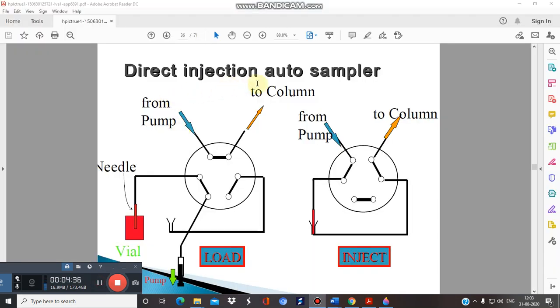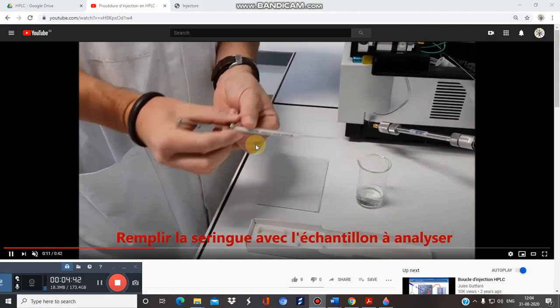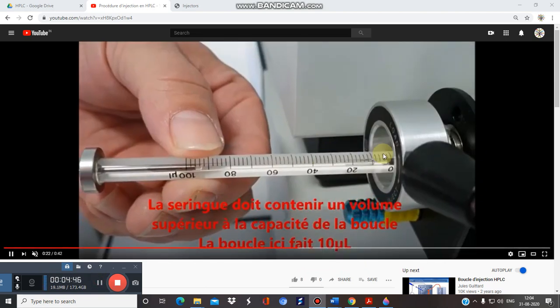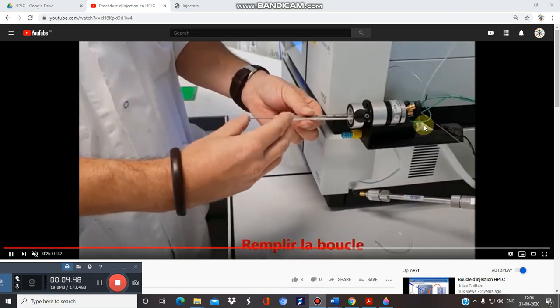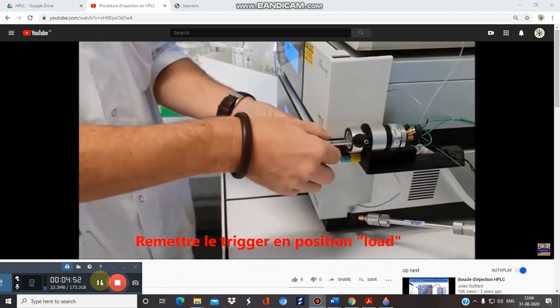Then you have direct injection, and there is also the auto sampler. Please watch this video for more clarity. You put a sample in your syringe, and then it is injected into the Rheodyne, like in this way. This is a simple sample injection method.